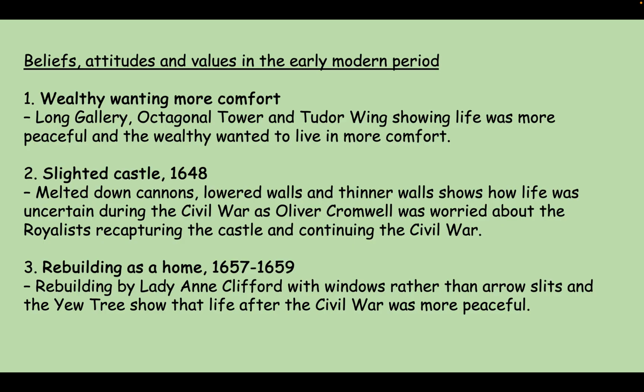The castle is slighted in 1648. This tells us that life's dangerous, life's uncertain. Oliver Cromwell doesn't know whether the royalists will try and retake the castle. So that's telling us that life is uncertain and life is dangerous. And so he has the cannons melted down, he lowers and thins the walls, because, like I said, he's worried about the civil war continuing if the royalists recapture the castle.